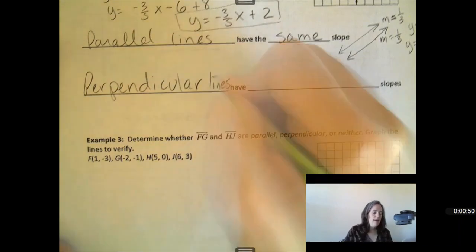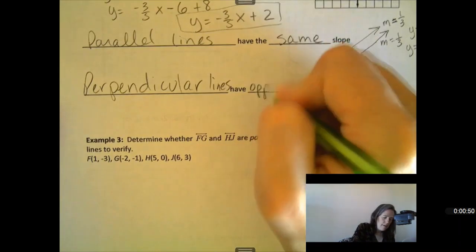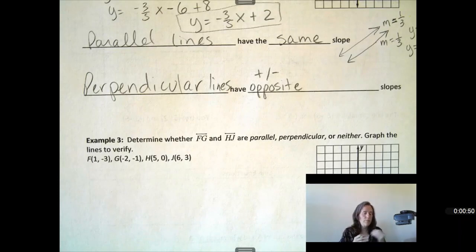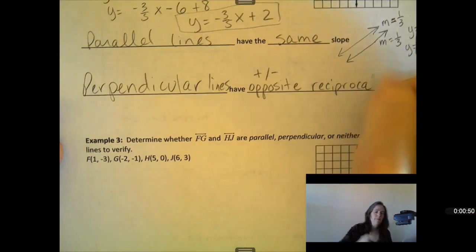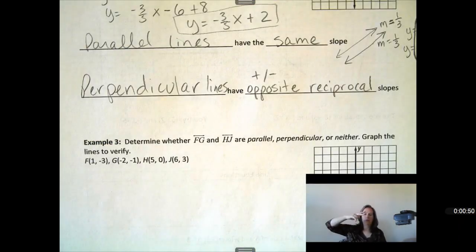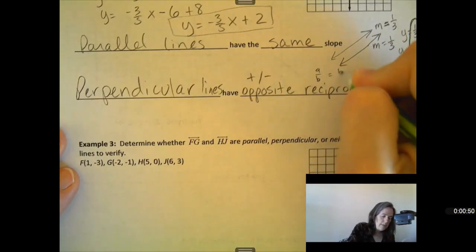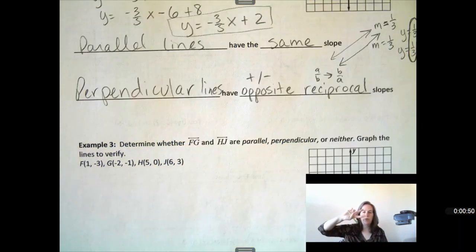Perpendicular lines have opposite reciprocal slopes. Opposite, that means positive, negative. If the original slope is positive, then the opposite would be negative. If the original is negative, the opposite would be positive. So the sign has to change. And then reciprocal means that the numerator and the denominator will switch spots. So if it's A over B, the new one has to be B over A. That's not an equal, don't want an equal sign there. It goes to. So reciprocal, they have to switch and the sign has to change.